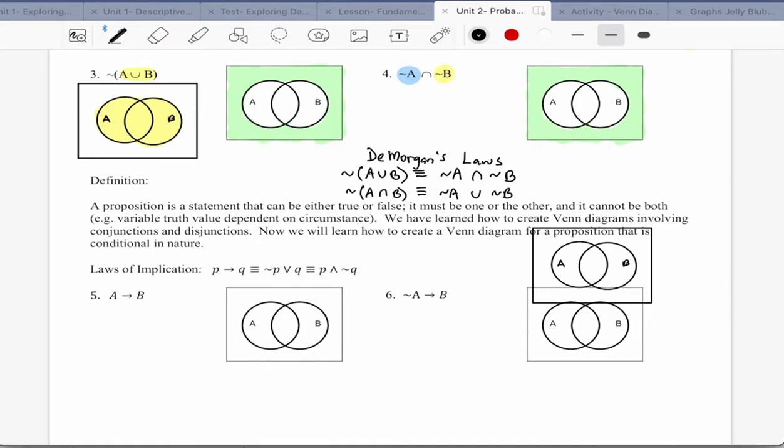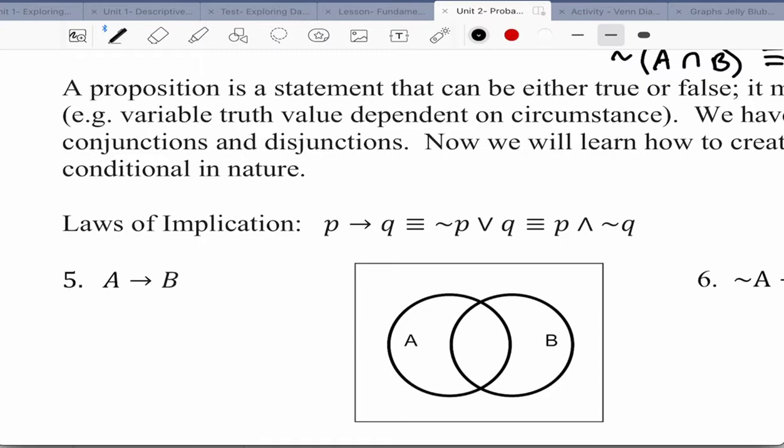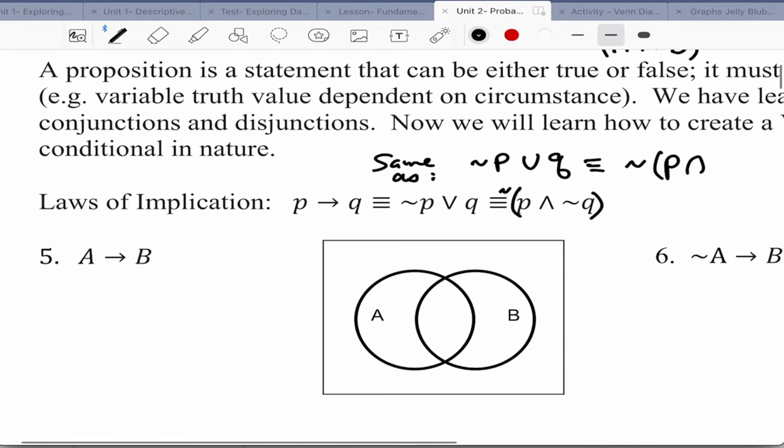All right, so there is a little typo here. I forgot to put the not in front of this one. All right, but this is the same as saying not (P union Q) equals not P intersect not Q. All right, so this notation here is the same as this stuff. The benefit of knowing this is called the implication identity. We could also call it the law of implication.